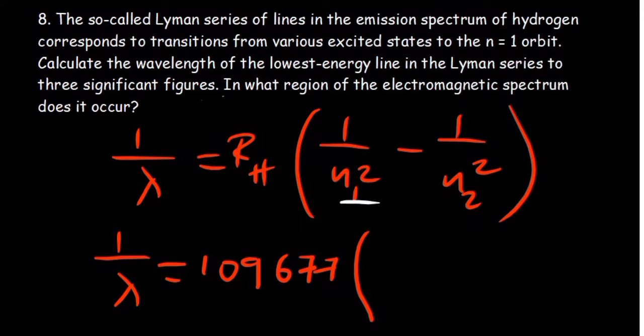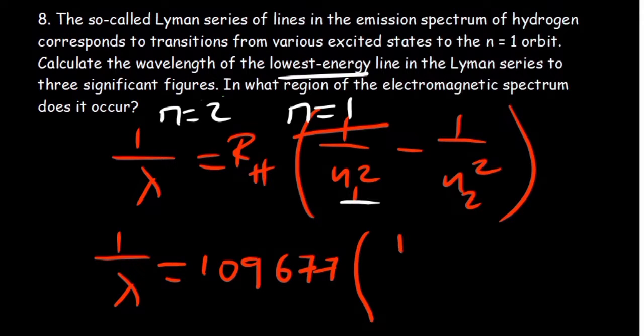Then what was the initial? For it to be the lowest energy line, it's coming from n equals 2, getting to n equals 1, because anything associated with 1 is the Lyman series. So now the lowest one is going to come from the second one. The initial one is coming from 2. So we say 1 over 2 squared minus, then the final one is getting to 1.